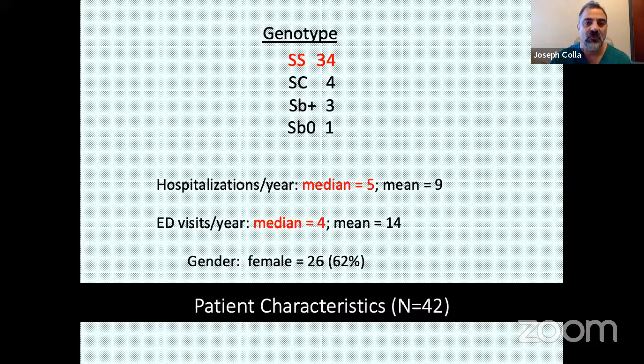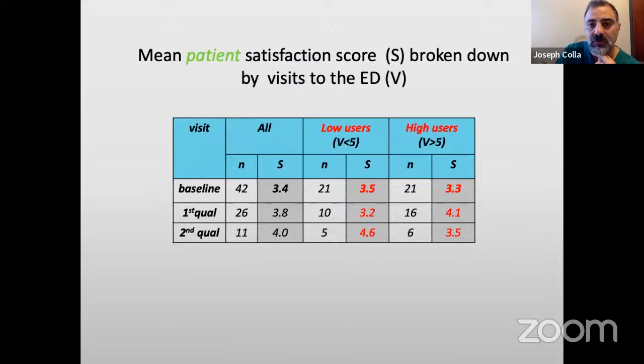So most of the patients were SS, which is usually considered the more severe type of sickle cell. The median hospitalizations per year were 5, and the median ED visits were 4. There was a disproportionate amount of males, and I'm not really sure why that is. And a total of the 42 patients, it's actually 45, and that was an older slide. So this isn't statistically significant. This is just our local shop. We're going to combine all this data.